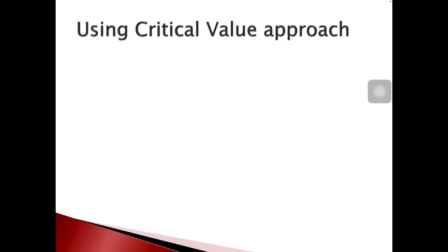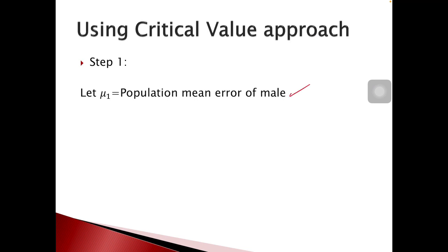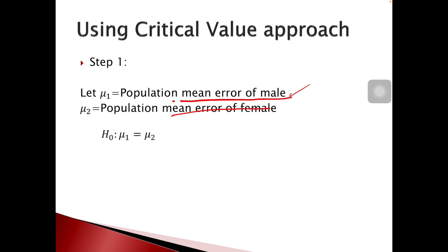They have given that. So first I'm going to explain how we calculate these values using the critical value approach. First step, define what mu1 is. My mu1 is the population mean error of males, mu2 is the population mean error of females. So for the hypothesis, my null hypothesis is always mu1 minus mu2. You should mention what mu1 and mu2 are, that's what I have mentioned here. Okay, so the alternative hypothesis, how do we select the alternative hypothesis?